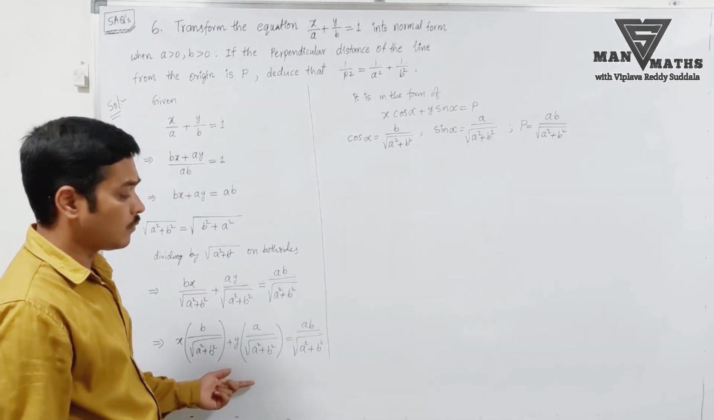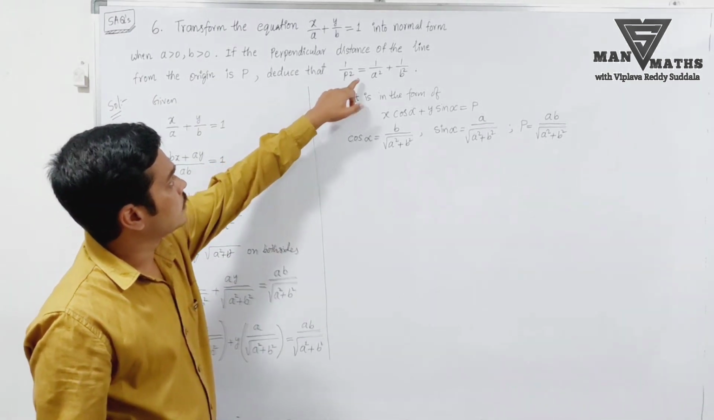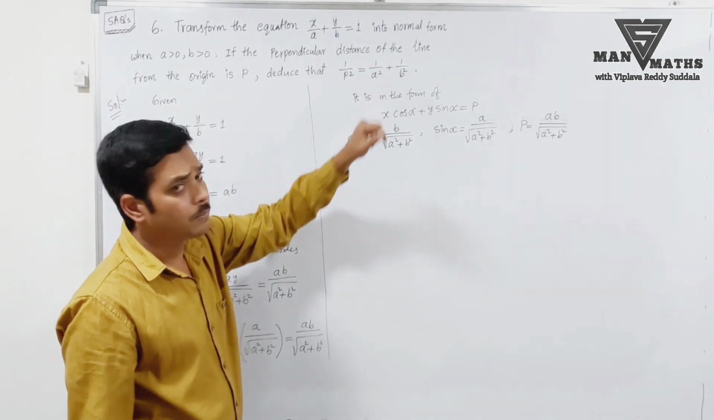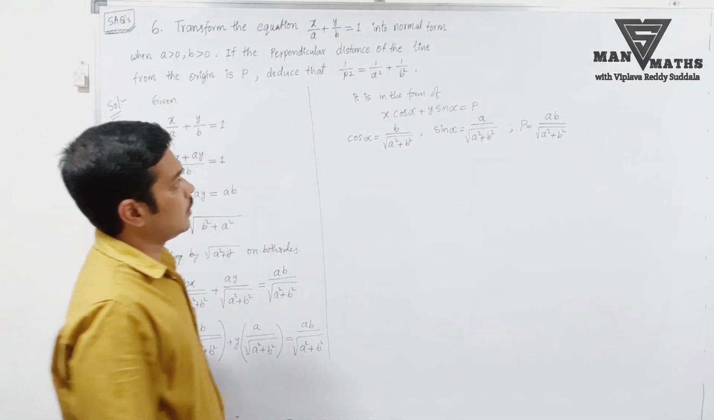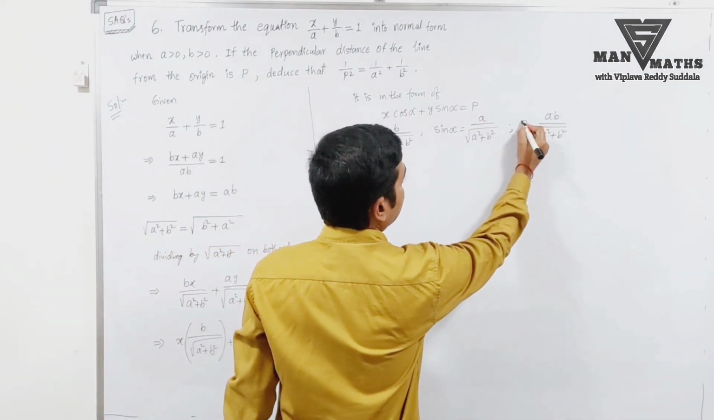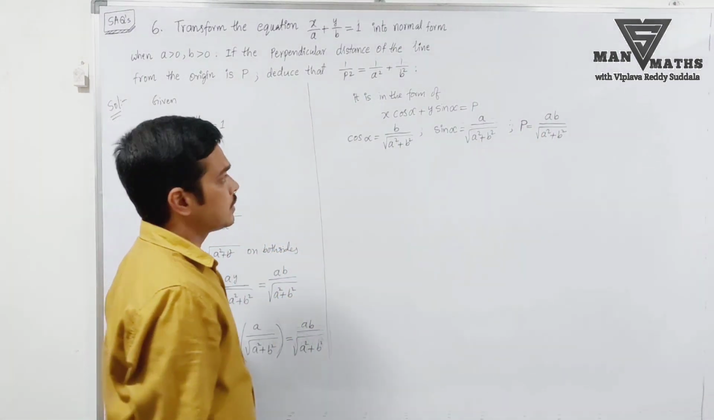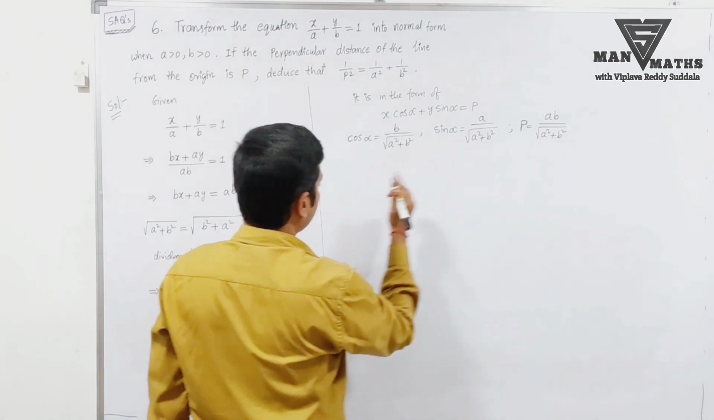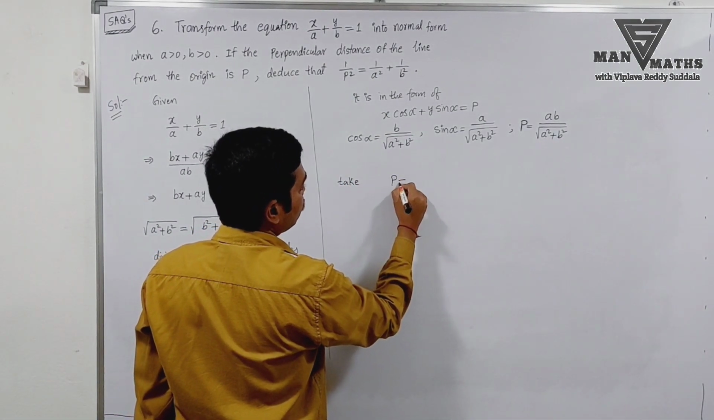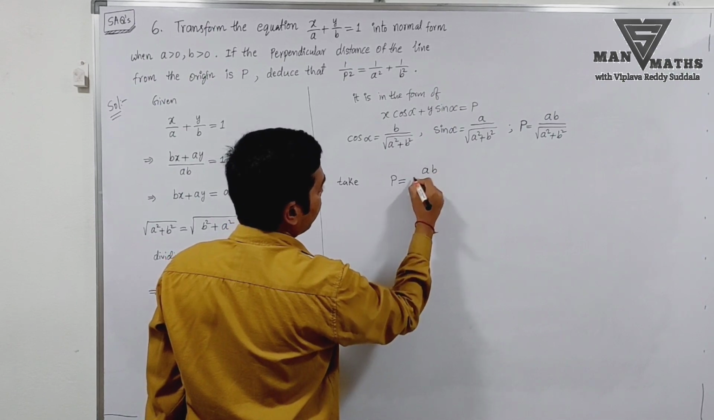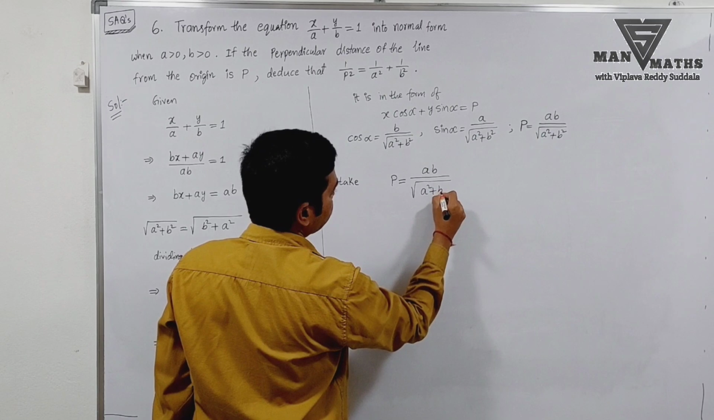After converting to the normal form, you have to prove that 1 by p square is equal to 1 by a square plus 1 by b square. Here p stands for perpendicular distance from origin to the line. In this also, p is nothing but the perpendicular distance from origin to the given straight line. Now consider this one. Take p is equal to ab by under root of a square plus b square.